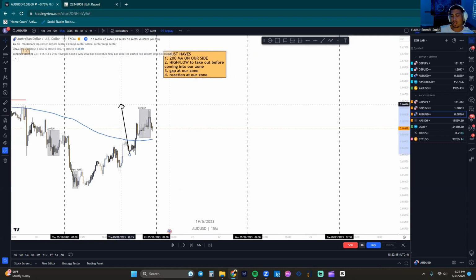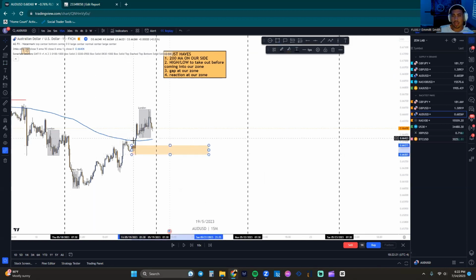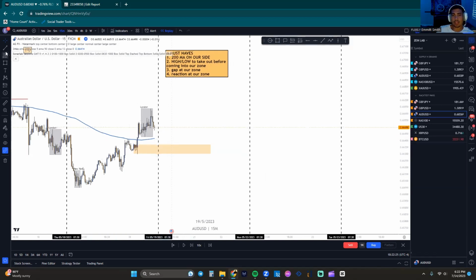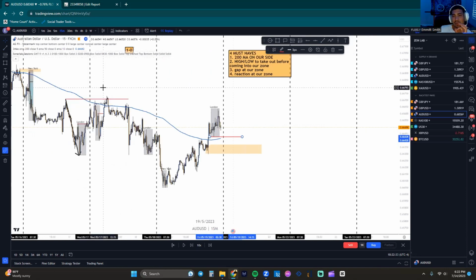Do we have any 15-minute demand to trade off of? Because for buys, we're only looking for demand. Here's one sitting right here. Nice little gap sitting before it. 200 is on our side. We have a nice little low to take out before coming down into our zone, which is what? London lows. Very clean bread and butter setup. Okay. So now we're just waiting for it to happen.